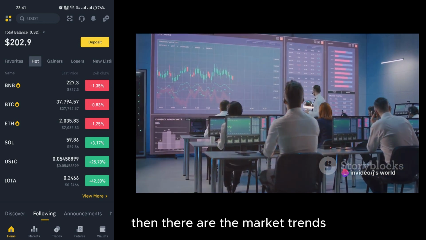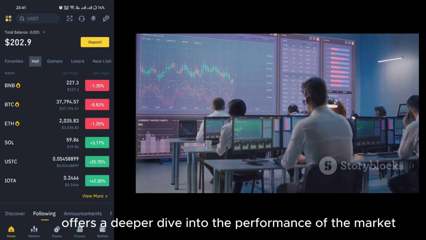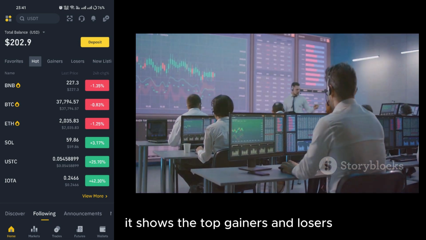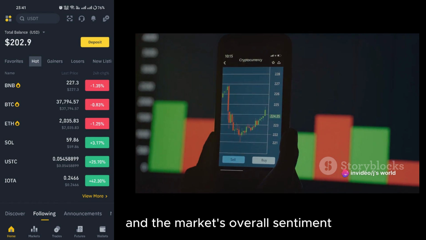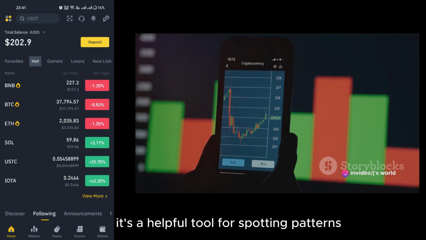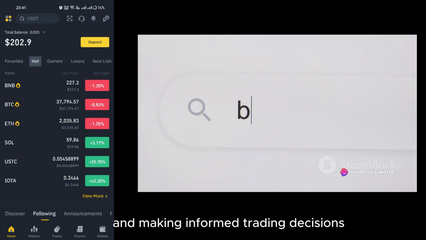Then there are the market trends. This feature offers a deeper dive into the performance of the market. It shows the top gainers and losers, the most traded coins, and the market's overall sentiment. It's a helpful tool for spotting patterns and making informed trading decisions.